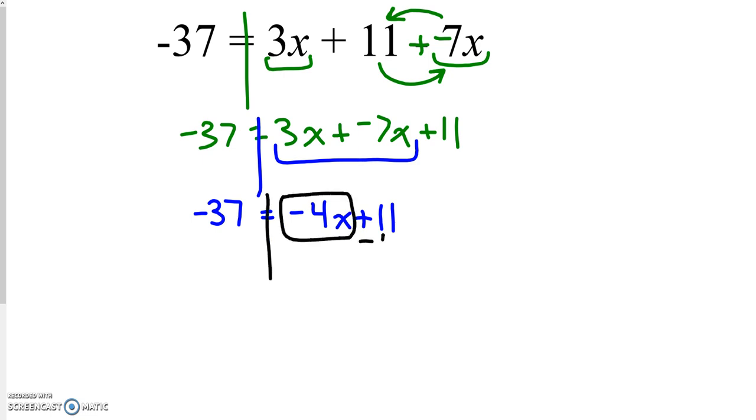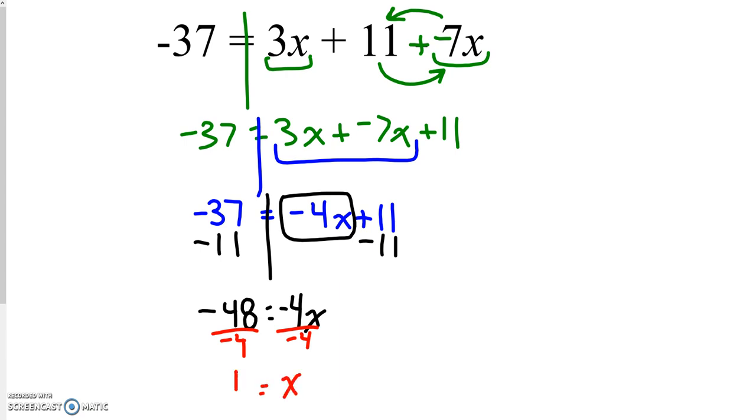Undo addition and subtraction. I'm going to subtract 11. -48. -4x. Undo multiplication and division. Divide by -4. X equals 12.